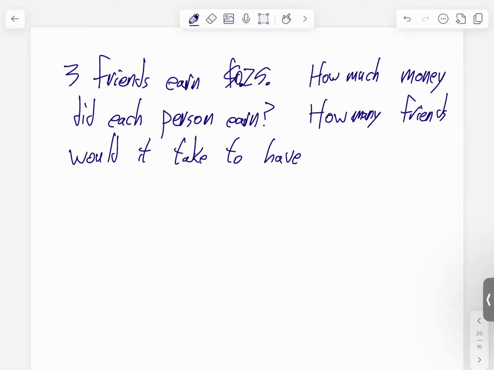Follow-up question. Three friends work very hard together and in this economy earn 25 shiny cents. Can you work out how much money each person earned? Don't say it out loud. Put it in the Google form. Question R. How many dollars per person do we have?